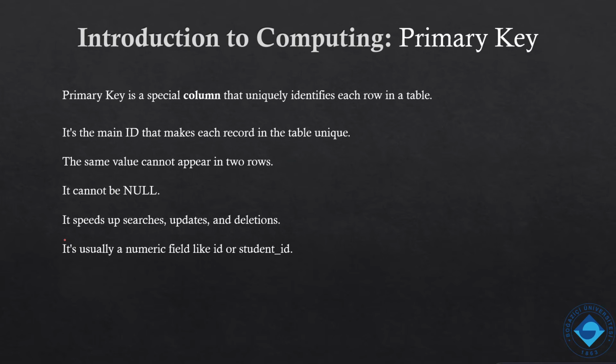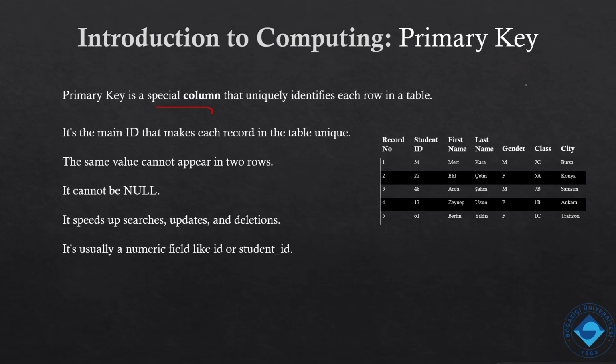And also we should learn the primary key concept. What is a primary key? It is a special column that uniquely identifies each row in a table. Okay, it is our example. You can check. It is the main ID that makes each record in the table unique, and the same value can't appear in two rows. It can't be null. It speeds up searches, updates, and deletions. It is usually a numeric field like ID or student ID.